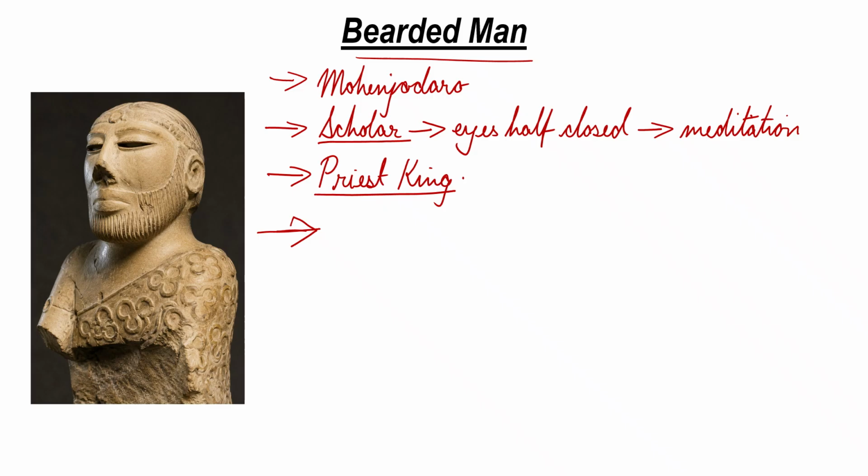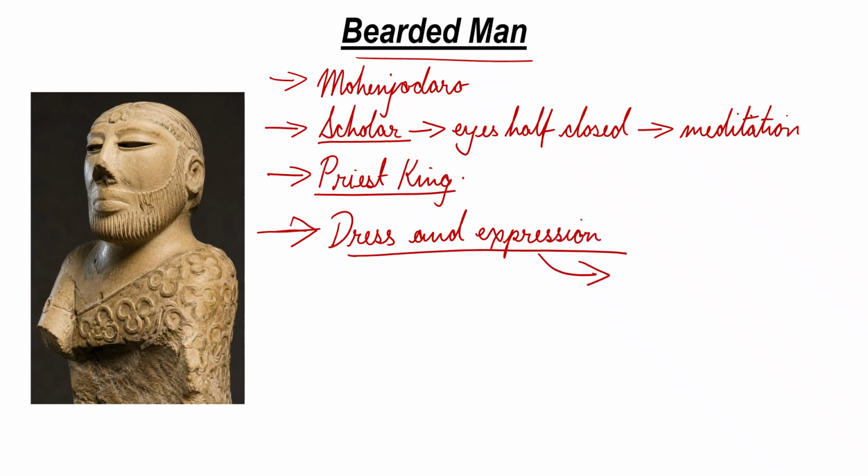So it also gives an idea about the Harappan dress and facial expression. So it gives information about dress and expression. In total, it gives us an idea about the skills of Harappan craftsmen. So in order to know that the Harappan sculptors were very much skilled, we have the evidences of the bearded man.